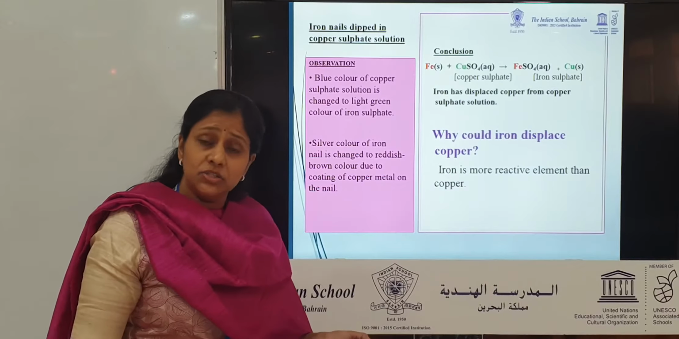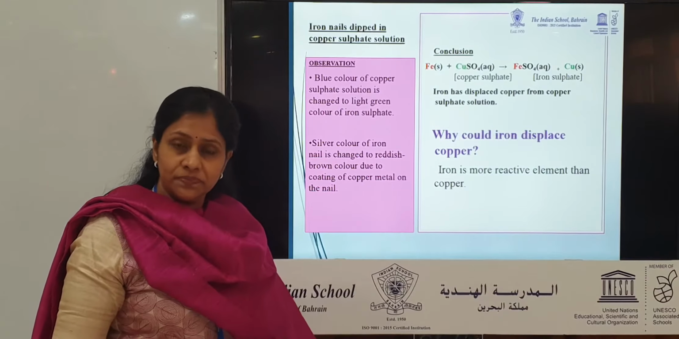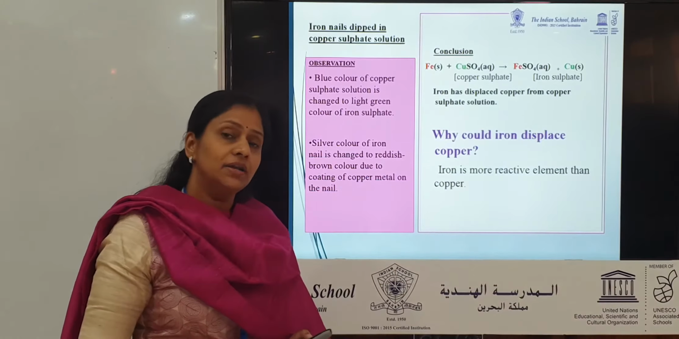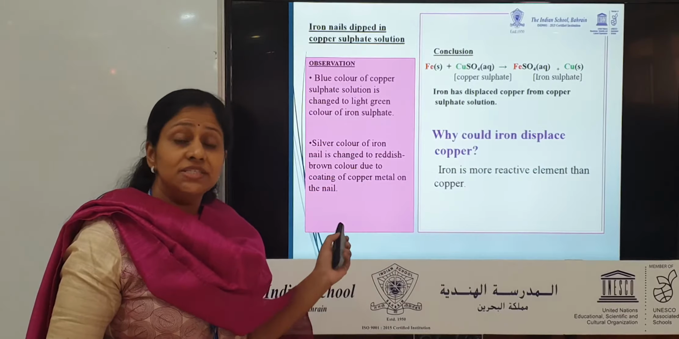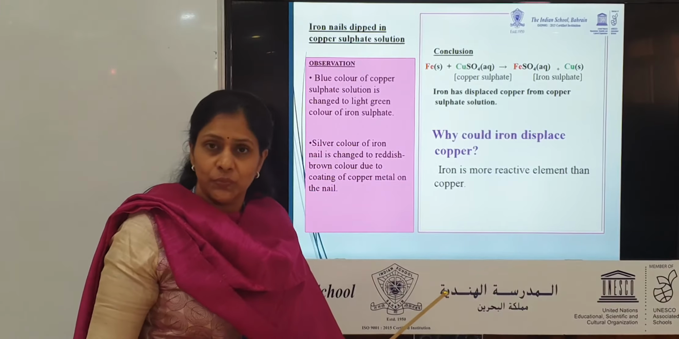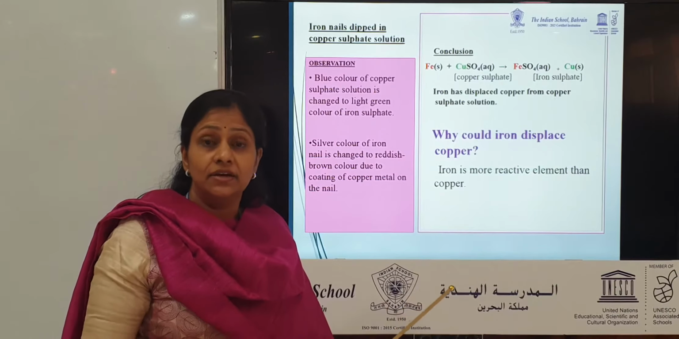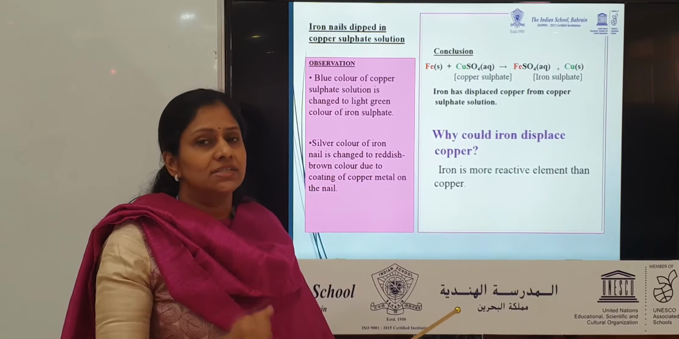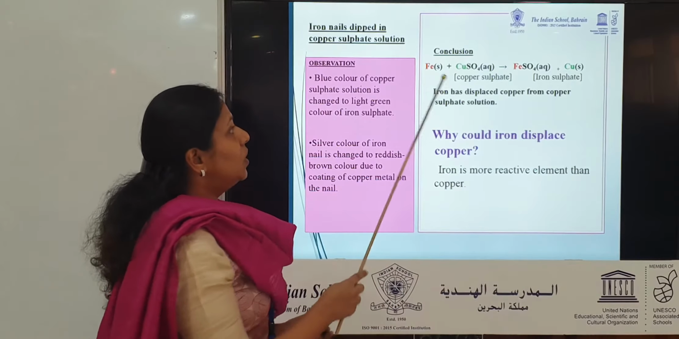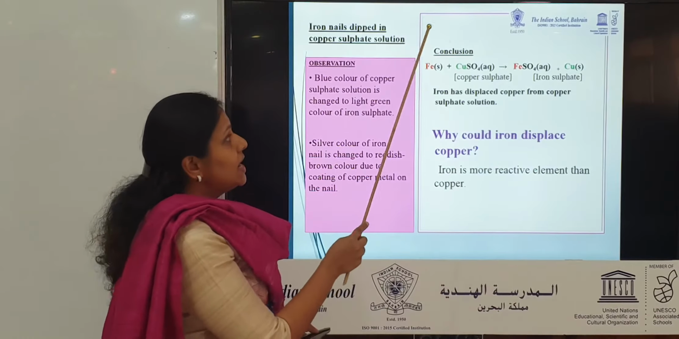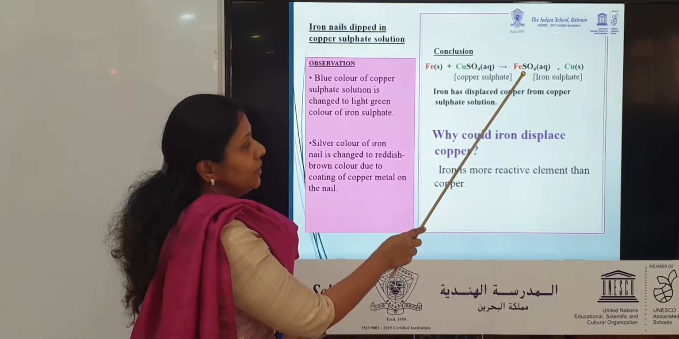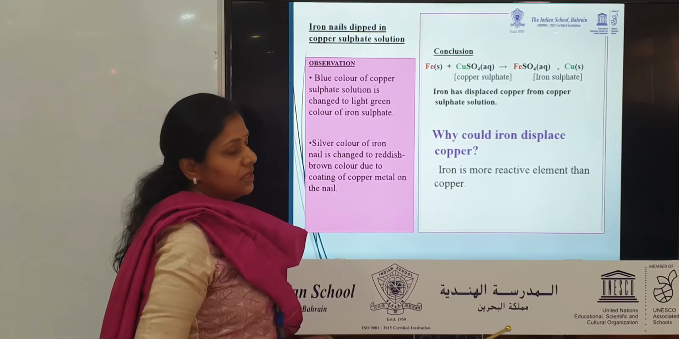Why could iron displace copper children? Because iron is a more reactive element than copper. This is a very simple one to understand. Suppose you have a chocolate with you. Somebody healthier and stronger than you is coming and grabbing it. This is just like that. The more reactive element iron is displacing copper and taking the anion, and it is forming iron sulfate.